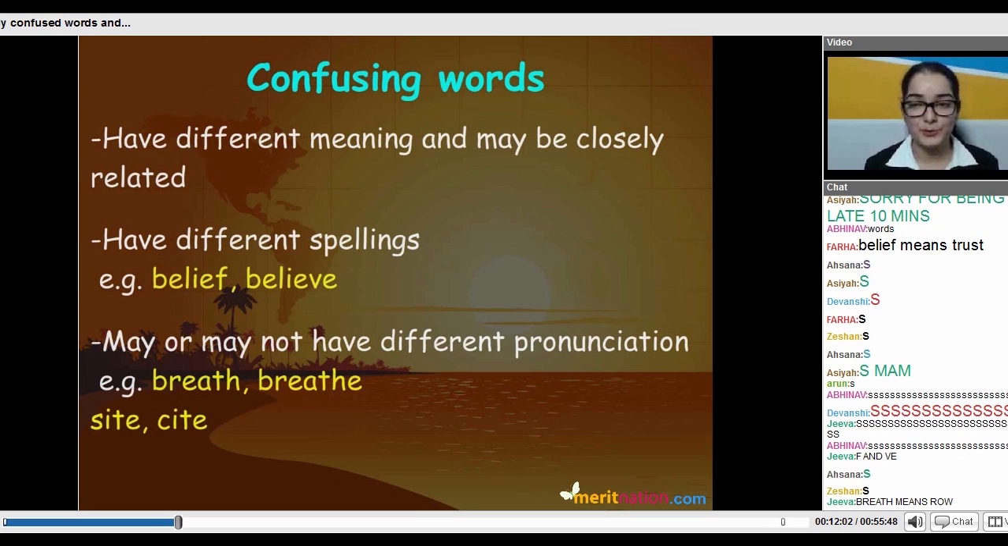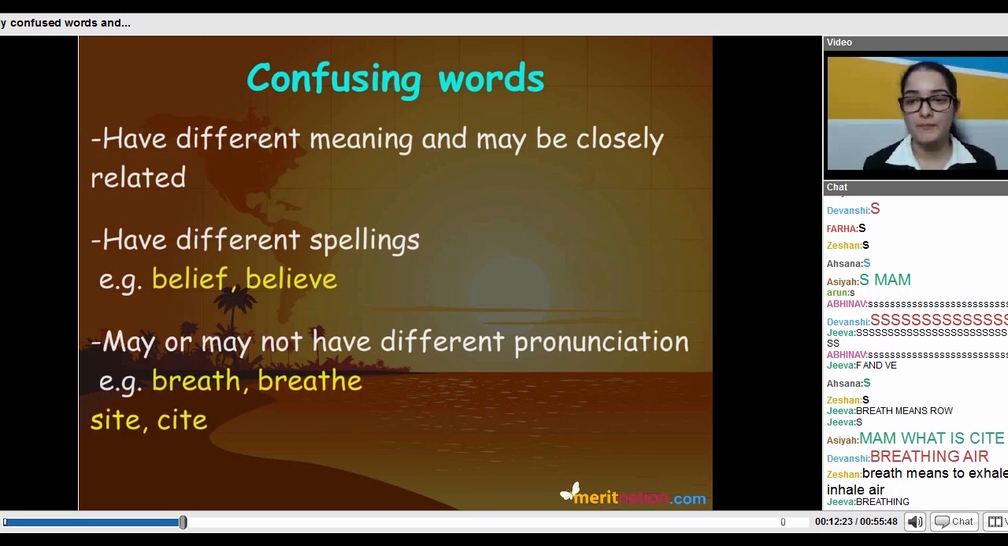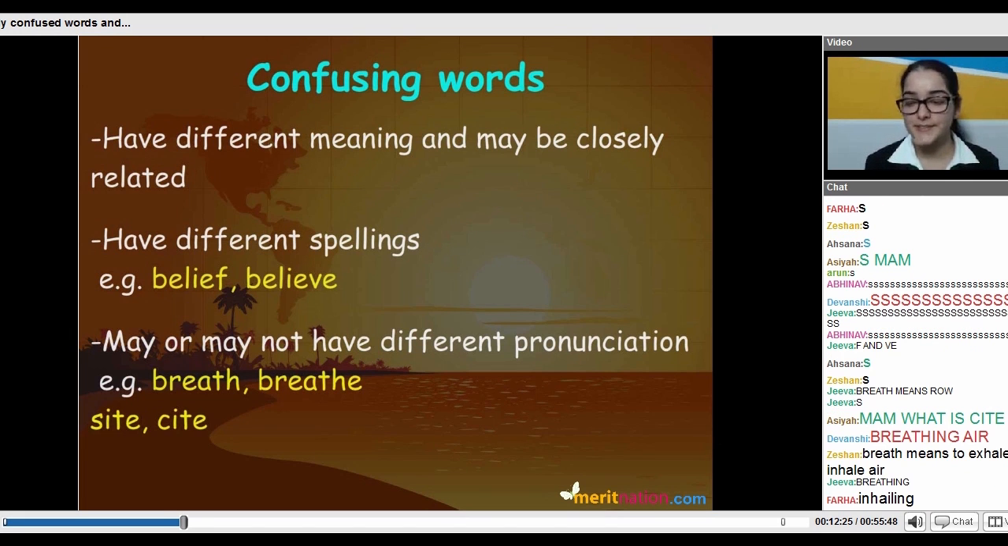Sorry for my bad throat. Breathe means row. Is it, Jiva? Breathe and breath. I'm coming to that, Asya. First I'm asking you about breathe and breath. Do we know the difference? Breathing air, very good. Yes.